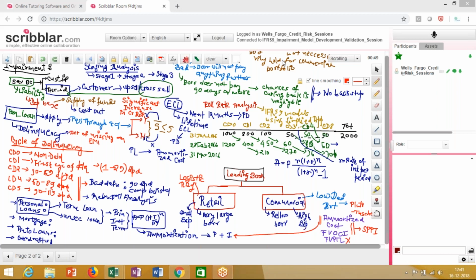But generally, when we say charge-off, we mean that the account has hit that charge-off definition. But every bank, again, has their own internal definitions about charge-offs.